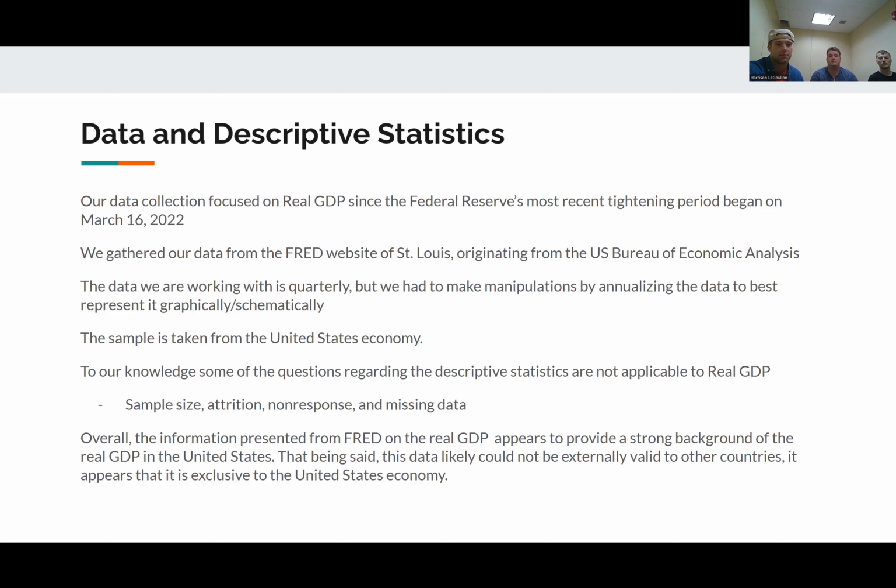The sample is taken from the U.S. economy. To our knowledge, some of the questions regarding descriptive statistics are not applicable to real GDP: sample size, attrition, non-response, missing data, and so forth. Overall, the information presented from FRED on real GDP appears to provide a pretty strong background of real GDP in the US. That being said, the data likely could not be externally valid to other countries, as it appears to be exclusive to the US.